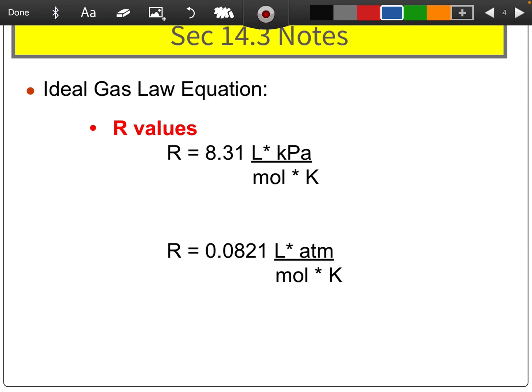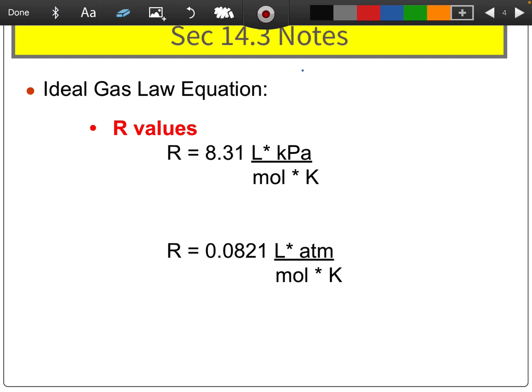So the R values, like I said, these are just given values that you're going to plug into the problem. So I'll show you a few examples in a second, but these two you should write down because these are the two most common ones that you'll use. The one value for R, and this is just a constant, remember, that you throw in, is 8.31. All of this information is units. So basically, in order to use the 8.31 value, volume has to be in liters, pressure has to be in kPa, moles has to be in moles, and temperature has to be in Kelvin.